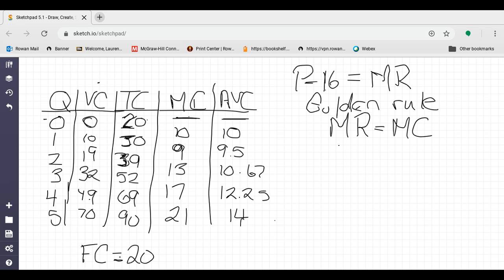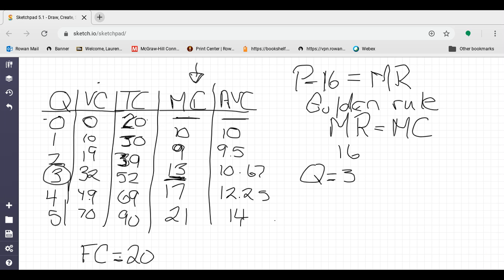So in our case, marginal revenue is 16. And if you looked at our marginal cost column, you might think to yourself, oh, 17 is closest. But we want to find the closest marginal cost without going over. So it would actually be 13. I underline 13. That means we want to produce 3 units. So that is our cue here. That tells us our profit maximizing quantity is 3.